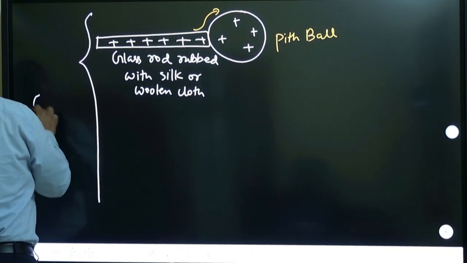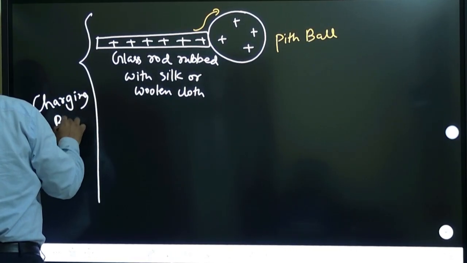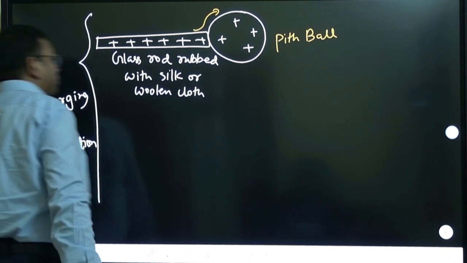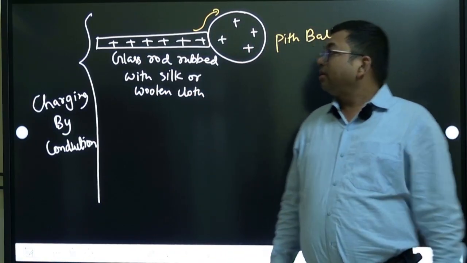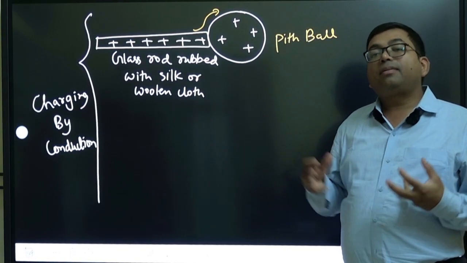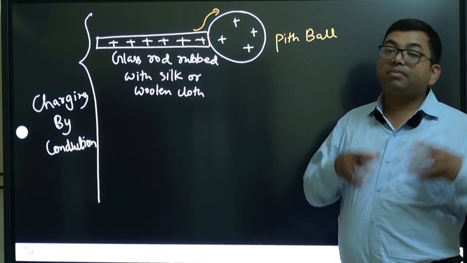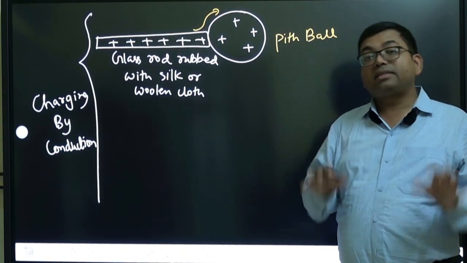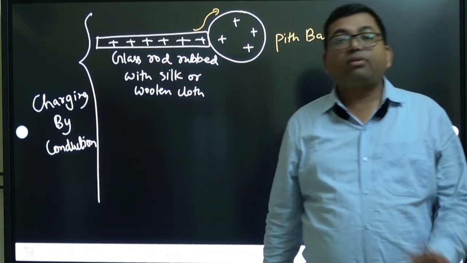Charging by conduction. So what happens in charging by conduction? You take a charged body and bring a conductor and touch it with that. So what will happen? Charge flow will happen, and after that both bodies will get similar charges, and if you separate them, they will repel each other. This is called charging by conduction. Are you clear about this?